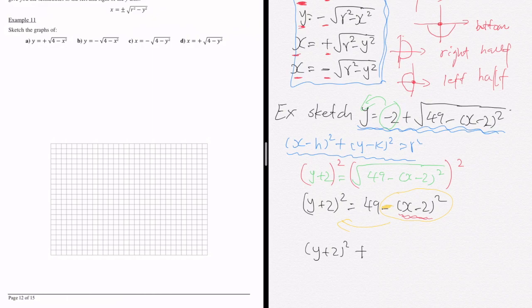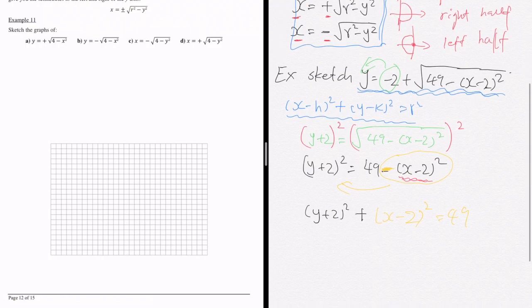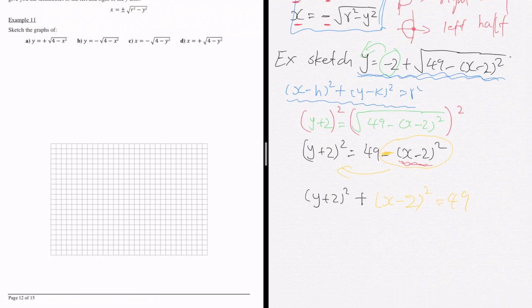because it's minus over here, move to the other side, it becomes positive, so that becomes positive (x minus 2) squared equal to 49. Okay, so now compare to my circle form and I can identify. I'll be aware this is x over here, so let me rewrite it. So x minus 2, so put x in front, plus y plus 2 squared equal to 49.